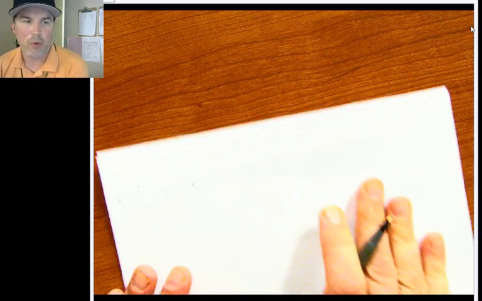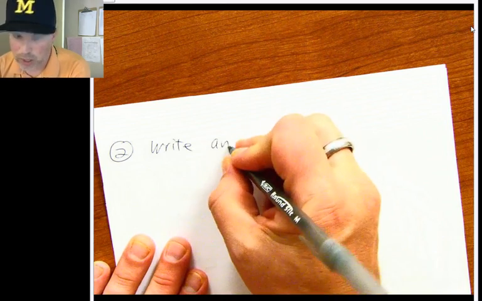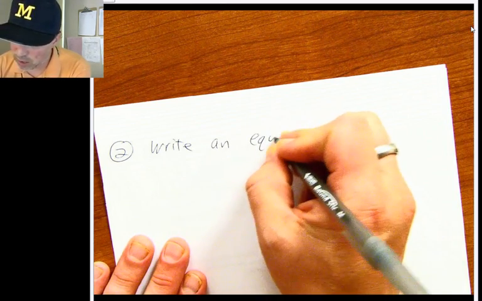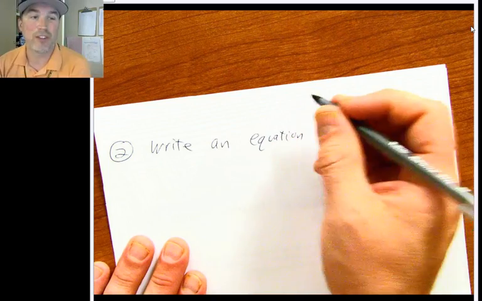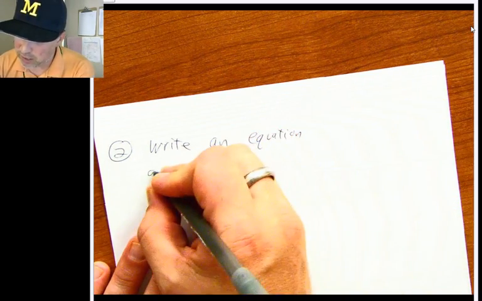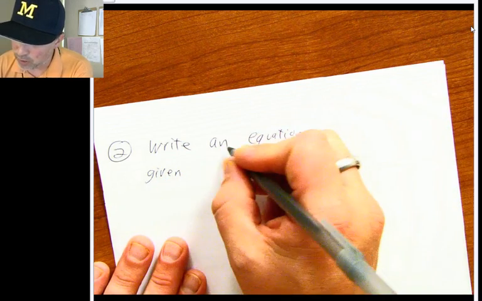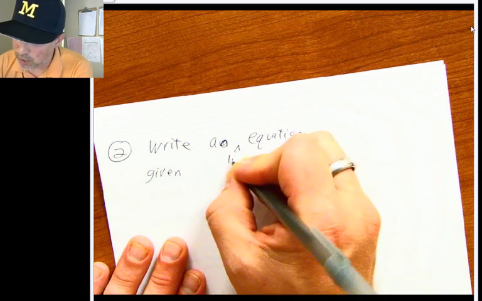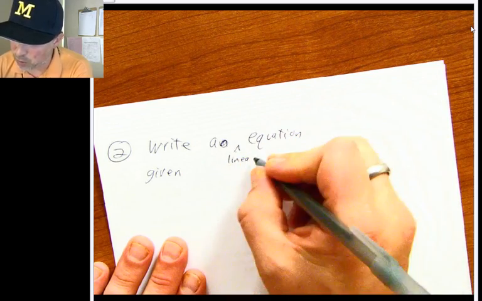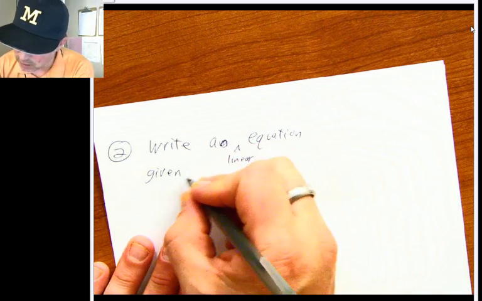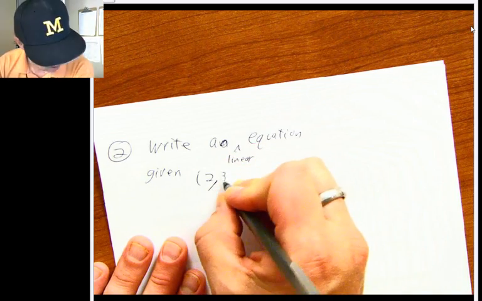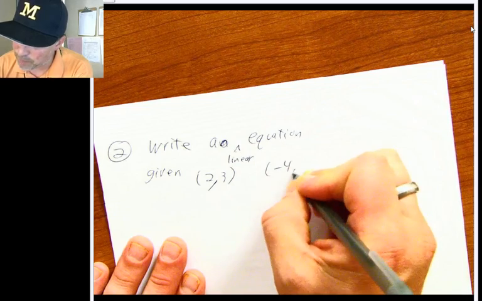So how do you go about writing an equation when you're given 2 points? So write a linear equation. I should probably write that in there. A linear equation given 2 points, (2, 3) and (-4, 8).